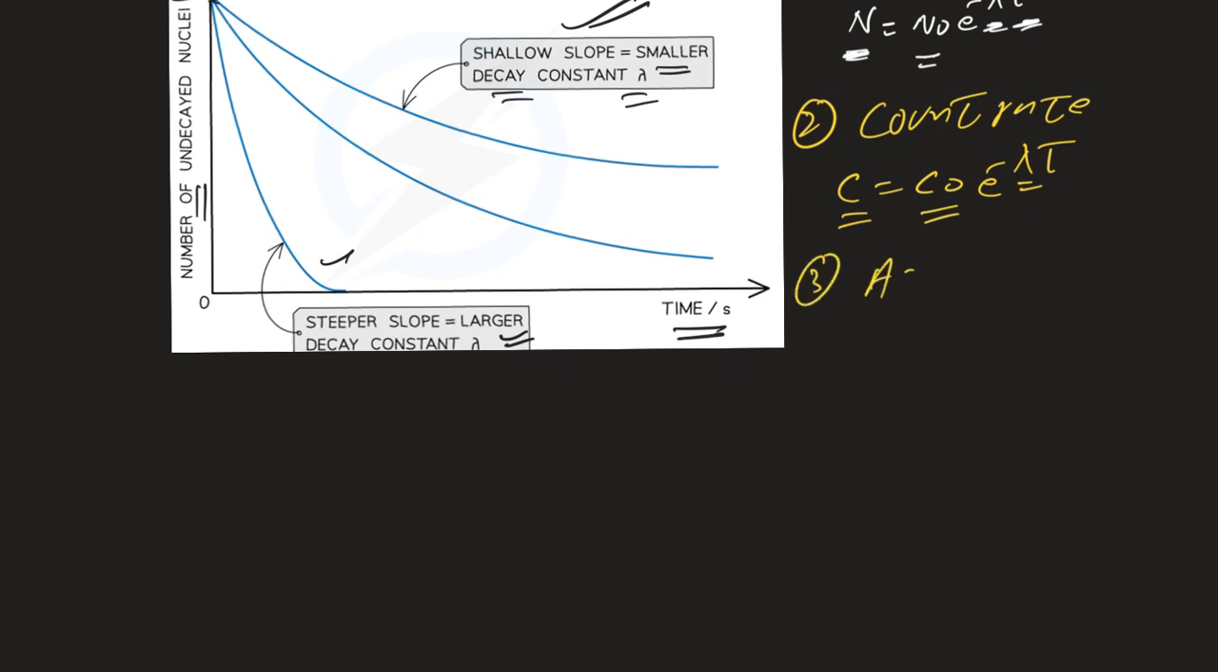So in case of count rate, if count rate is given, you have to write C is equal to C naught minus lambda t, where C naught is the initial count rate and C is the count rate after time t, lambda is the decay constant, t is the time interval. If activity is given to us, then A is equal to A naught minus lambda t, where A naught is the initial activity, and A is the activity after time t.